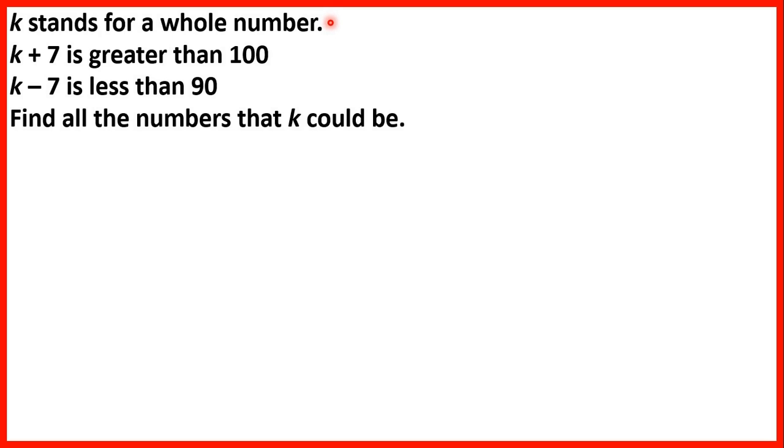K stands for a whole number. K plus 7 is greater than 100. K minus 7 is less than 90. Find all the numbers that K could be. So we know that K plus 7 is greater than 100, and if we subtract 7 from 100, we get 93. So we know that 93 plus 7 is the same as 100, but we want a number greater than 100. So we need to have a value of K that's greater, more than 93.